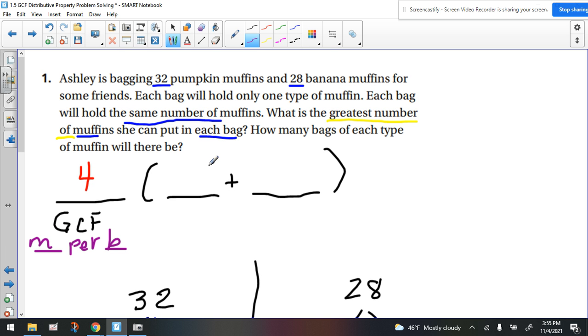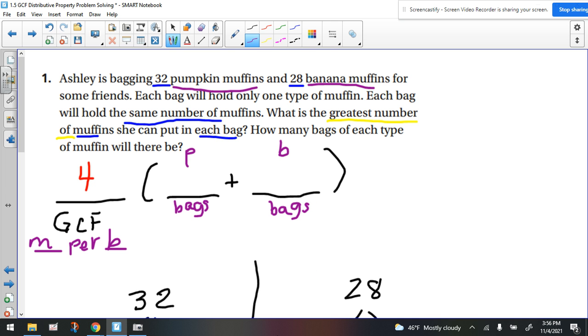Now the next step is to label here with the words that differentiate how these muffins are different from these muffins. So we're looking at pumpkin muffins. I'll use a P for pumpkin, and banana muffins. So I'm going to put a B for banana muffins. Usually what you have after the word per, which in this case is bags, is what the unit is going to be on this number as well. So let's move that word over here. So this is going to be bags of pumpkin muffins, and this is going to be bags of banana muffins.